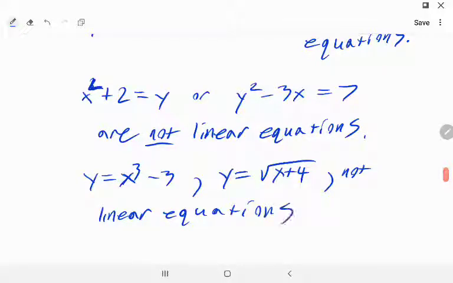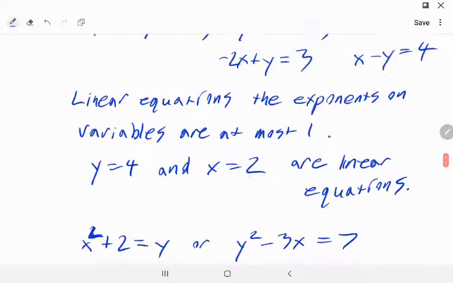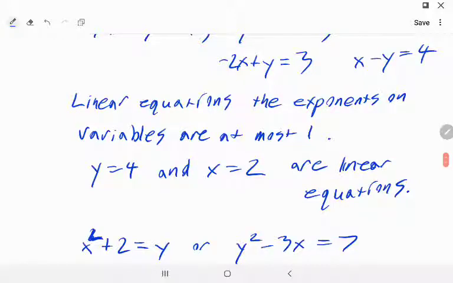I should actually specify that when we say exponents are at most 1, we really want to say that the exponents on the variables are going to be 1 or 0. So basically, we can either have x and y both, or just x or just y.